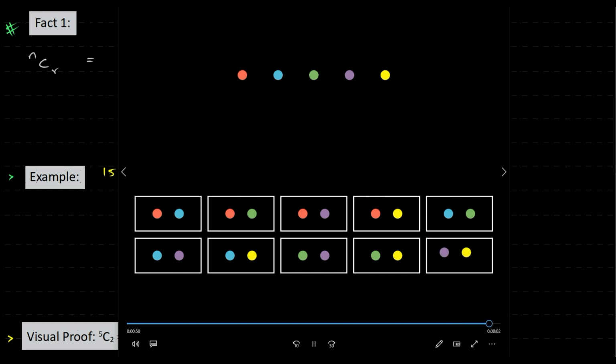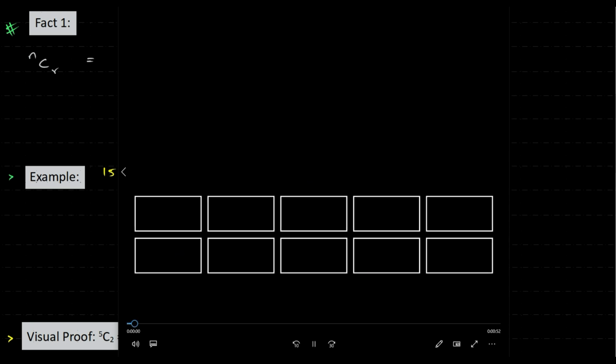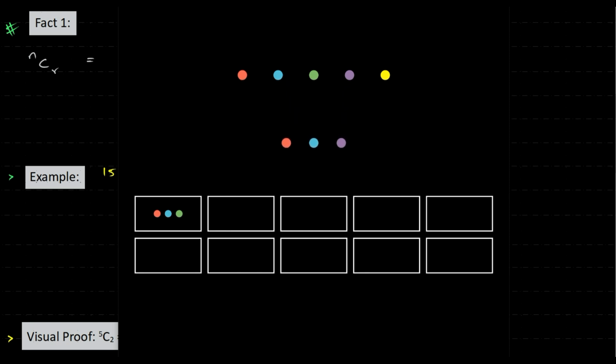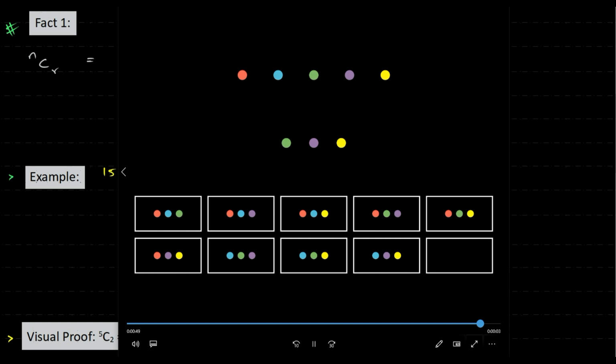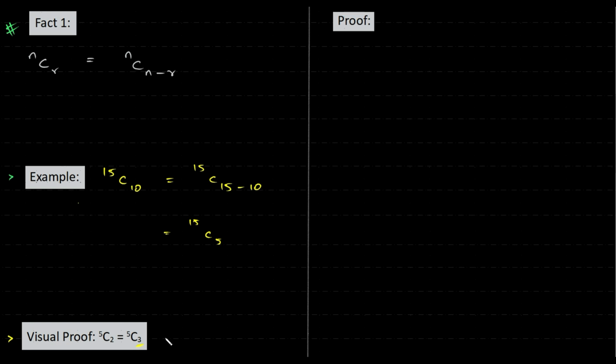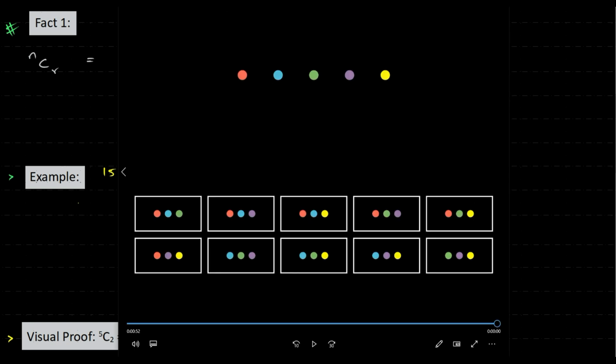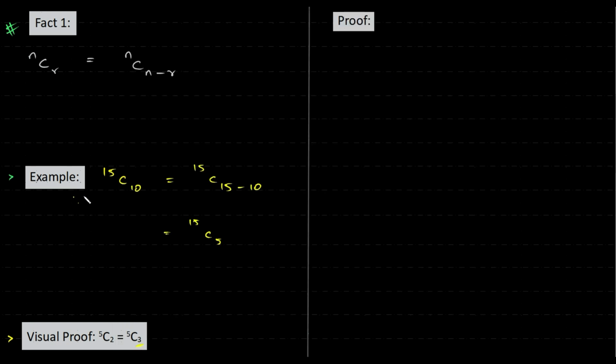So there are 1, 2, 3, 4, 5. 5 into 2, 10 possibilities. Now let's look at 5C3. And here too we can see that 1, 2, 3, 4, 5 into 2, 10 possibilities. So the number of possibilities turns out to be the same. Of course, 3 items is 3 items, 2 items is 2 items. That difference you guys need to realize.